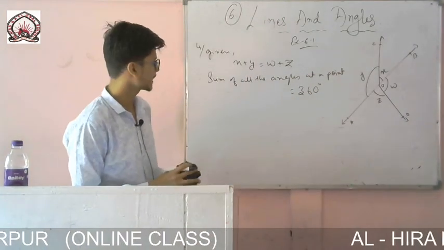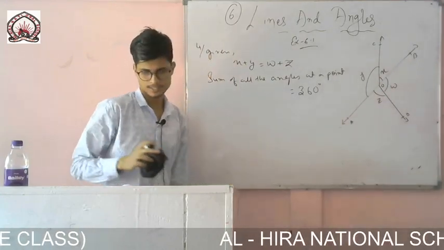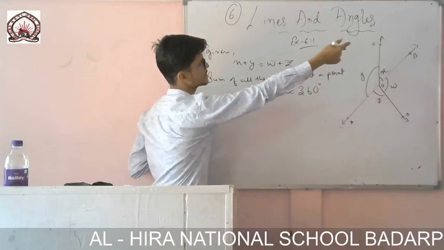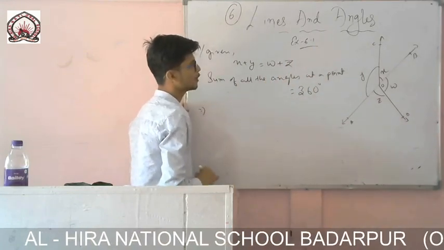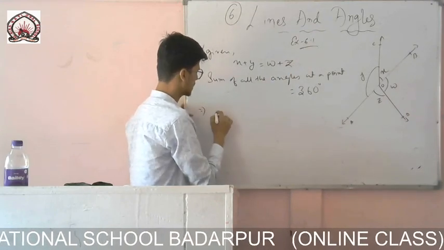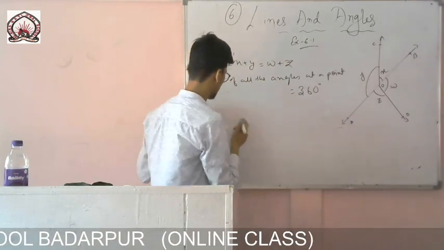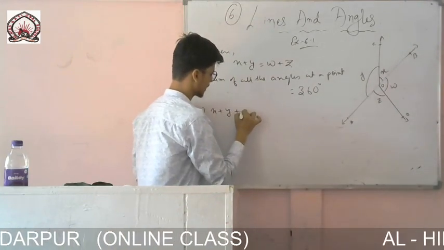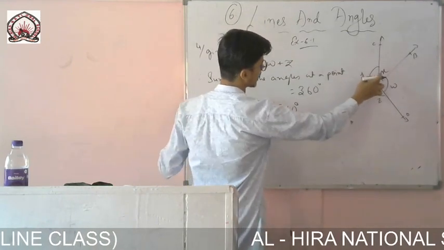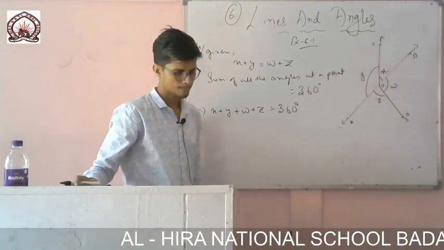Sum of all the angles at a point is equal to 360 degrees. Try to write it in the same line. Sum of all the angles means, if I start with the first one, it is what? Okay, let me write alphabetically. So x plus y plus w plus z is equal to 360 degrees.